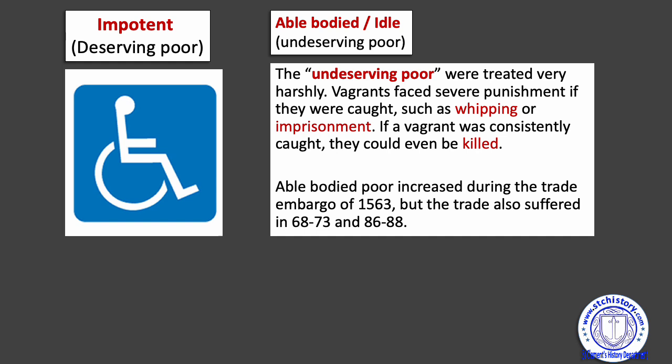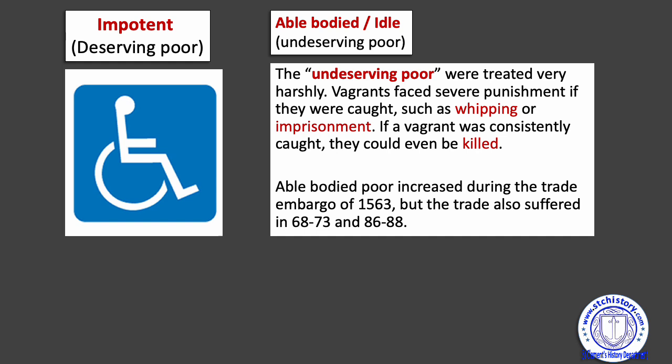Again, we could have these arguments today, couldn't we, in modern Britain? But the undeserving poor or the idle poor were punished very, very harshly. They were whipped, imprisoned. If they were consistently being caught, they would eventually even be killed. So this is where it gets a little bit sad. These people are being killed, they're being punished, they're being whipped, but a lot of them have found themselves as vagabonds through no fault of their own because of everything else we've talked about in this lesson. So that seems to me a little bit harsh.